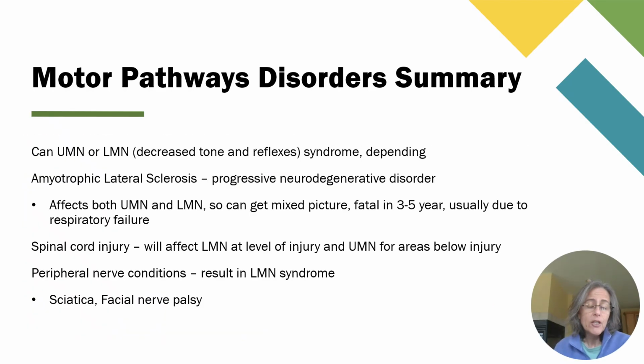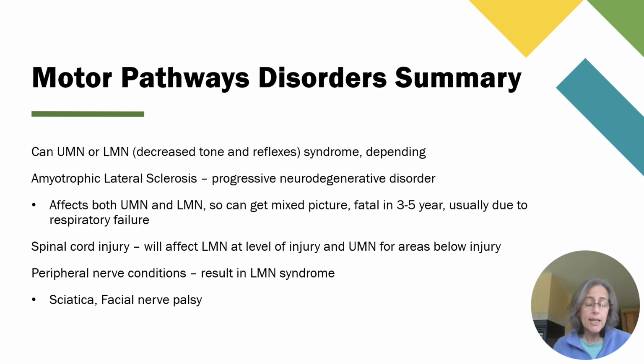So in summary, you can have upper motor neuron or lower motor neuron syndromes depending on exactly which part of the motor pathway is involved. In amyotrophic lateral sclerosis, or ALS, you can have both upper motor neurons and lower motor neurons being destroyed in this disease. So depending on what's going on where, you can have a constellation of different types of symptoms. But it is a progressive neurodegenerative disorder, eventually resulting in paralysis, including of the muscles needed to speak and eat, as well as the muscles needed to breathe.